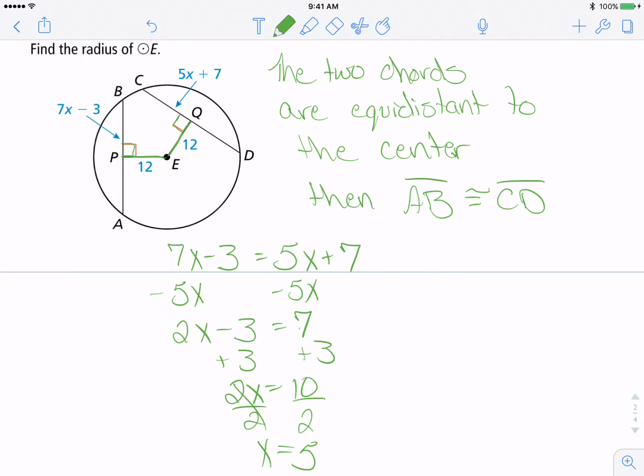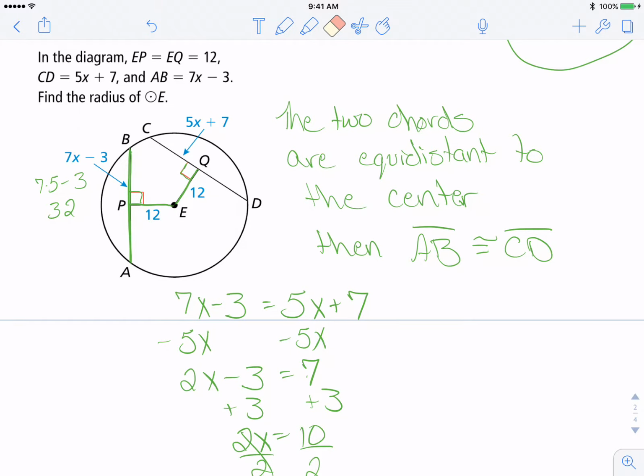So if I know x is 5, then I know that this distance here would be 7 times 5 minus 3, which is 35 minus 3, so it'd be 32. So I know B to A is 32. I also know C to D is 32. But it's not asking for how long those are. It's asking us to find the radius of circle E.